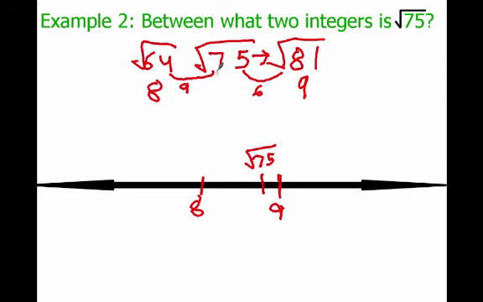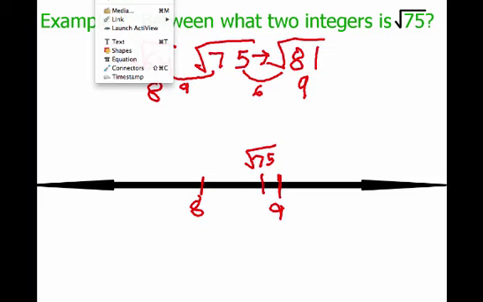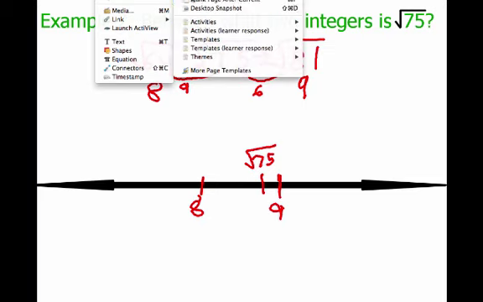Take for example, if we were to look at a new problem, what if I asked you between what two integers is the square root of 182? Pause the video for a second and see if you can figure out between what two integers the square root of 182 is.